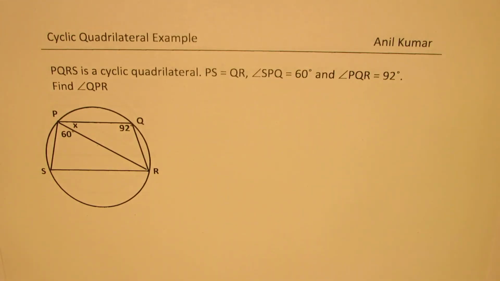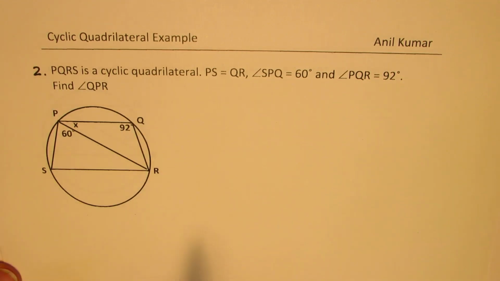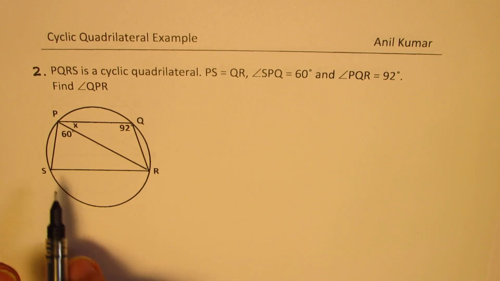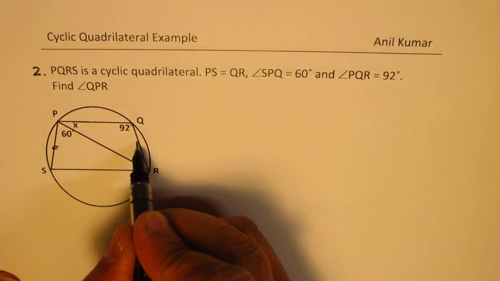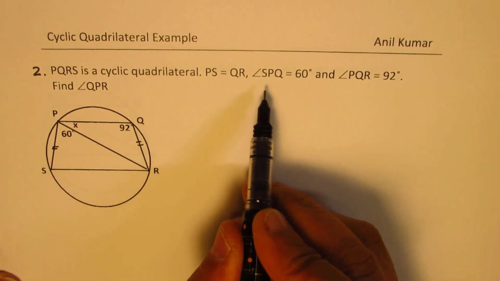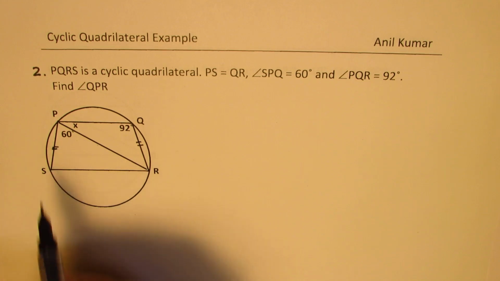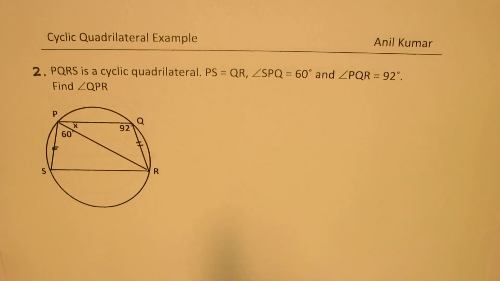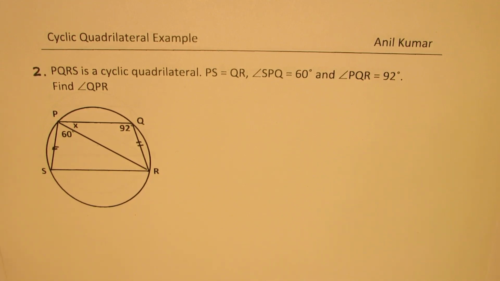So now let's take the second question here. So let's call this our question number 2. We are saying PQRS is a cyclic quadrilateral where PS is equal to QR. They are same chords. The angle SPQ is 60 degrees and angle PQR is 90 degrees. We need to find the angle X, right?